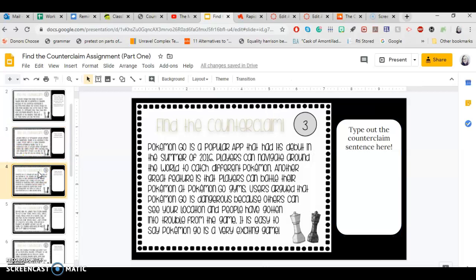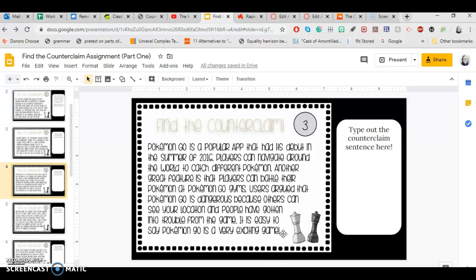So question number 3. Pokemon Go is a popular app that had its debut in the summer of 2016. Players can navigate around the world to catch different Pokemon. Another great feature is that players can battle their Pokemon at Pokemon Go gyms. Users argue that Pokemon Go is dangerous because others can see your location and people have gotten into trouble from the game. It's easy to say Pokemon Go is a very exciting game.